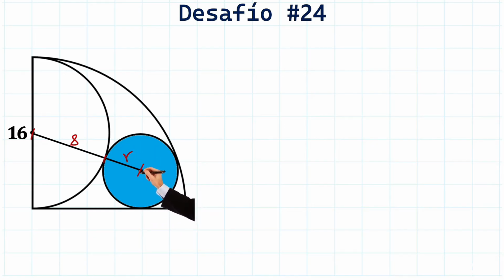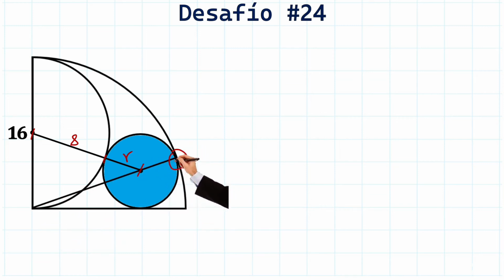Now what we are going to do is draw a line from this vertex of the quarter circle to this point of tangency. We draw that line and it must pass through the center of the circle, like this. From here to here, we know it's the radius of the circle in blue. And from here to there, how much will it be? Well, we know that from here to there is 16 because it's the radius of the quarter circle. Then from here to here, it must be 16 minus this little piece, which is r.